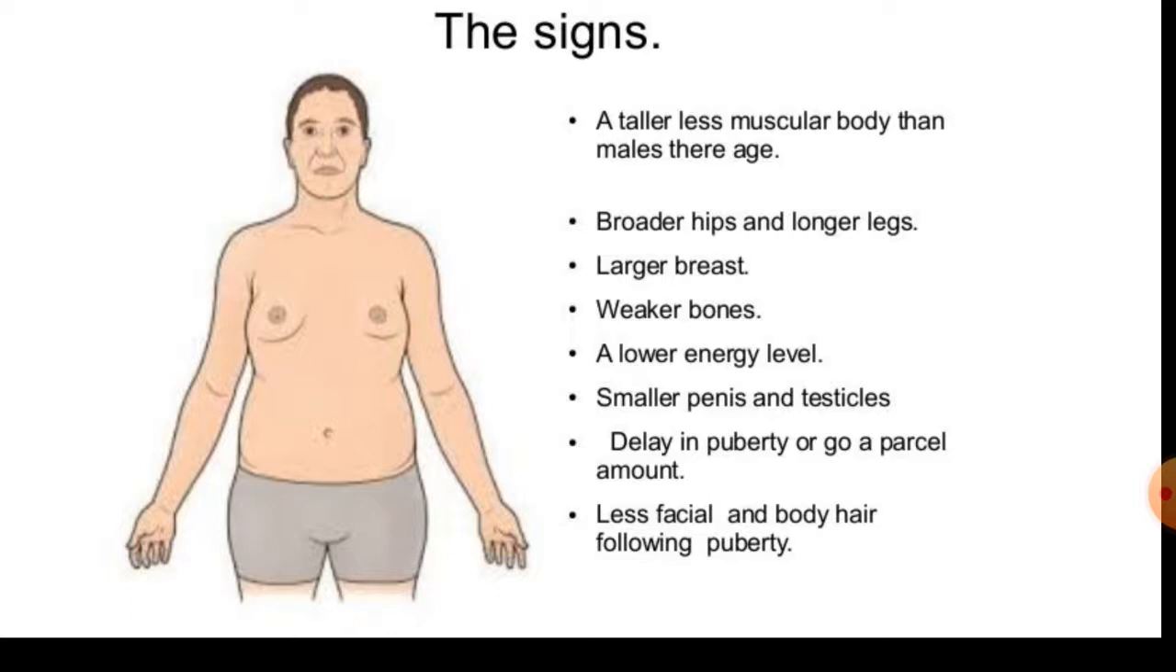So these are the genetic defects which we studied, which occur due to either absence or presence of a chromosome or part of a chromosome, and accordingly they are given the name of aneuploids, polyploids. I hope everything is clear to you.